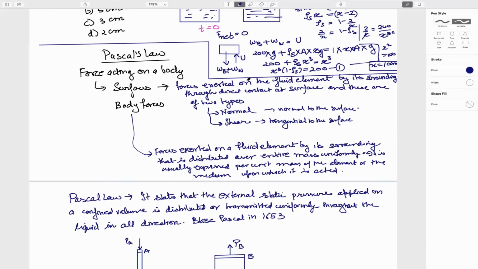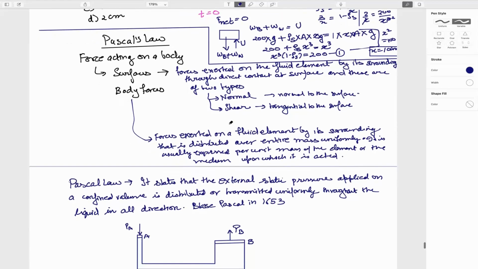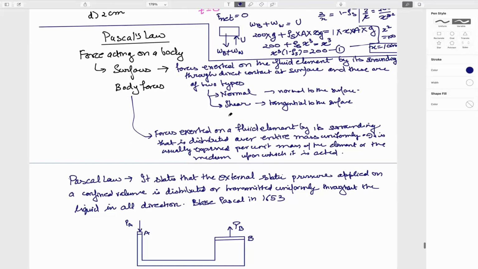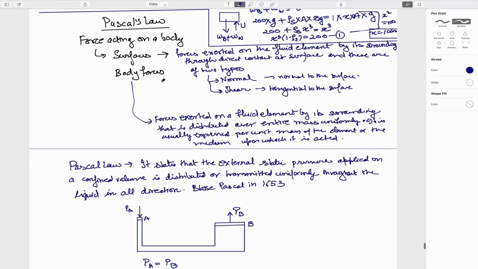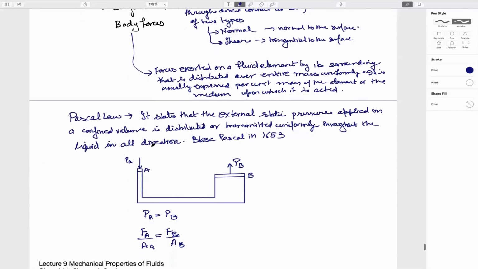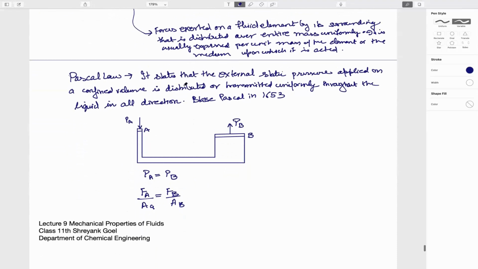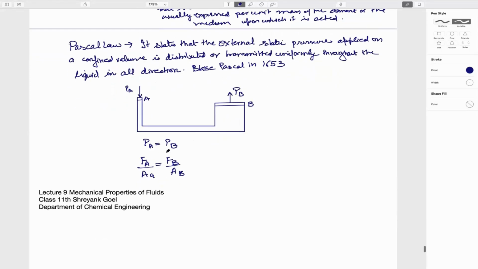Okay. So Pascal's law, where we started. According to Pascal's law, force is exerted on the fluid elements by its surroundings through direct contact. I have explained two types of forces, that are surface forces and body forces. Apart from that, what is Pascal's law? It states that the external static pressure applied on a confined volume is distributed or transmitted uniformly throughout the liquid in all directions. It was given by Blaise Pascal in 1653.